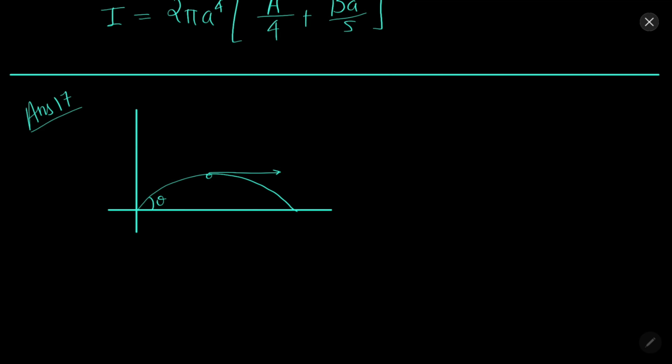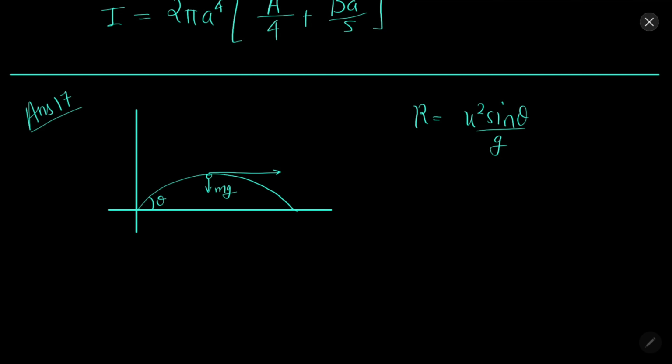So at the highest point, the total force acting on the particle is the weight downward. The only force at the highest point is the weight mg. The range of the particle, we know in projectile motion, is given by this formula: u square sine 2 theta over g.